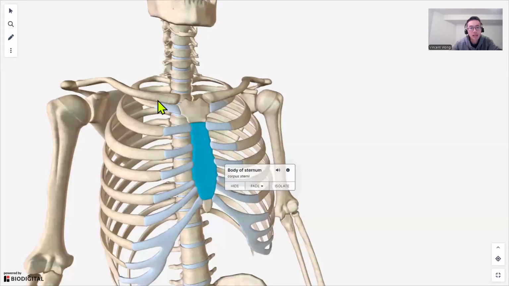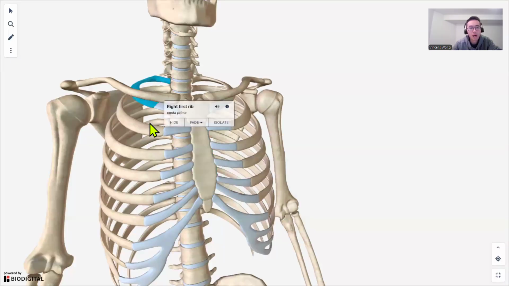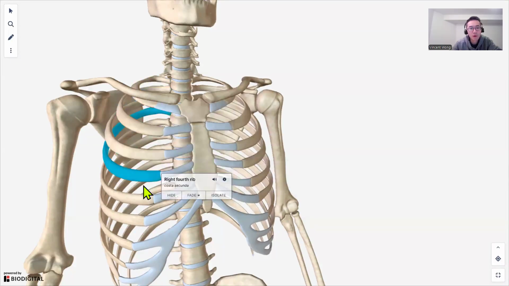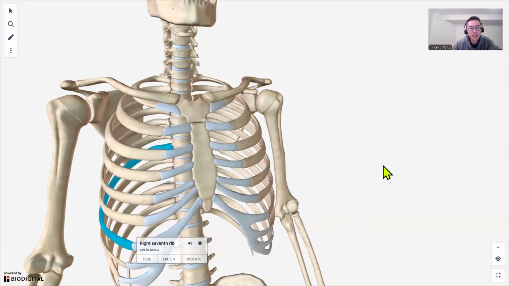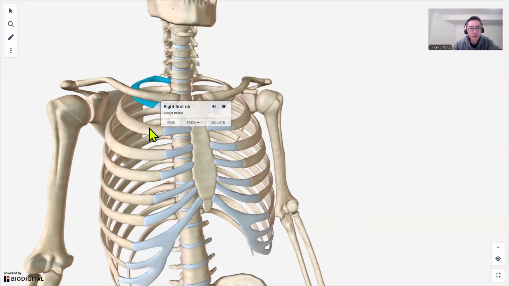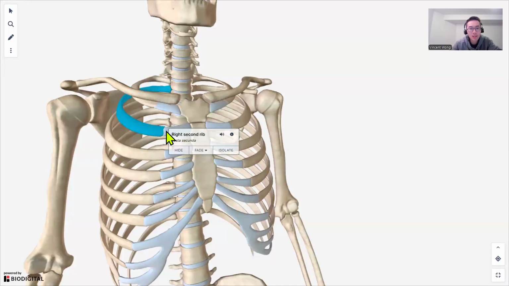It makes more sense. So once again, here we go. 1, 2, 3, 4, 5, 6, 7. The first seven are true ribs. They are true ribs because each rib connects to the sternum directly through the costal cartilage. Number one has its own cartilage. Number two has its own cartilage. And 3, 4, 5, 6, 7. So the first seven are true ribs because their costal cartilage attaches directly to the sternum.